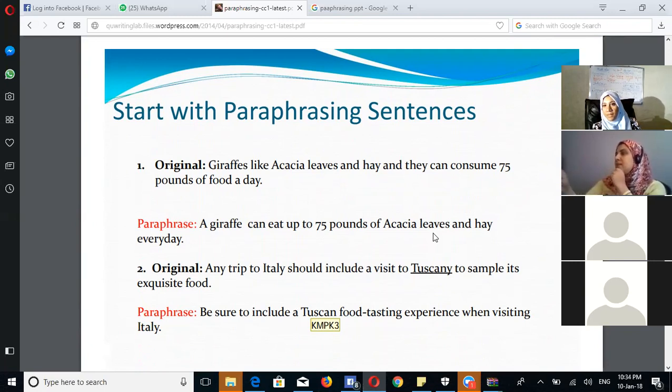So can we say any journey to Italy shouldn't or shouldn't miss? Miss must have a subject, and the trip isn't the subject. We miss something. We miss the trip to a certain place, but the trip itself doesn't miss. Right? Do you understand me?